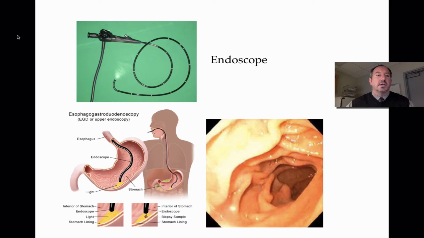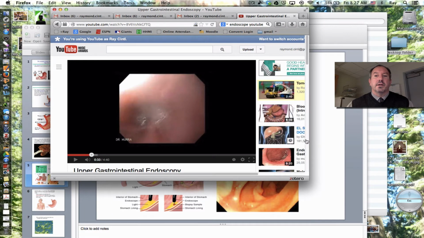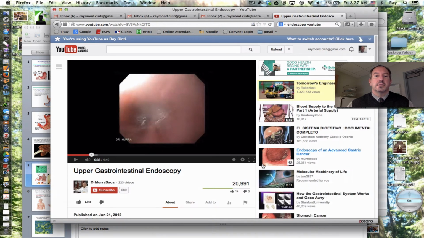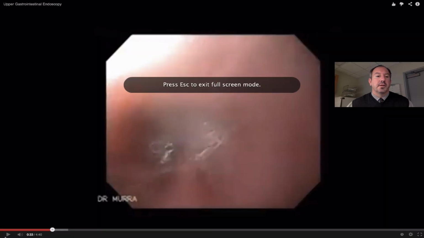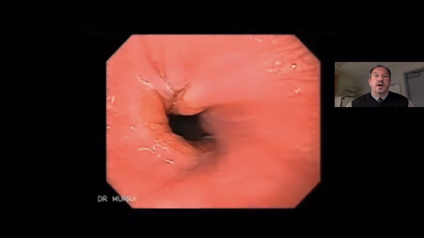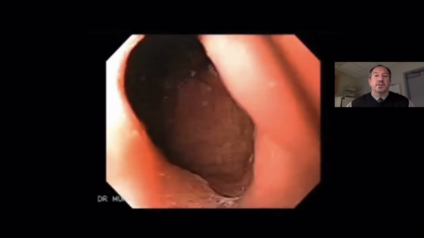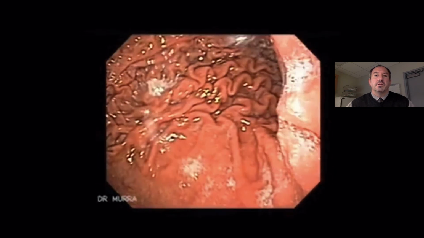Let's actually take a look. I want to show you this. It's pretty cool, looking inside the stomach. And so I just happen to have it called up right here. Let's take a look at this. Let's make this a little larger. And so this is what it looks like coming down the esophagus. You're going through the esophageal sphincter, cardiac sphincter, and then here we are entering into the stomach.